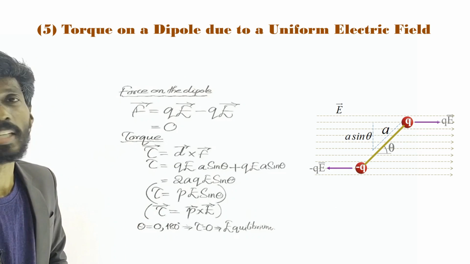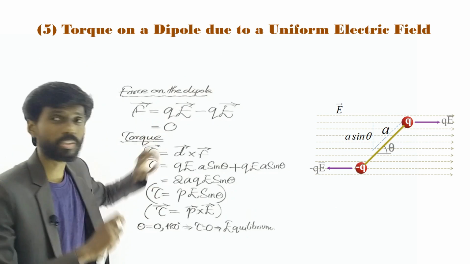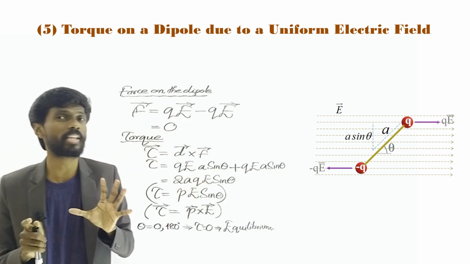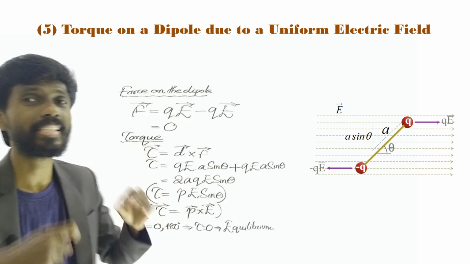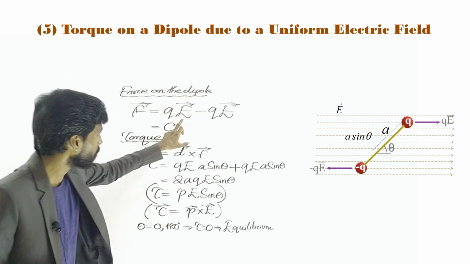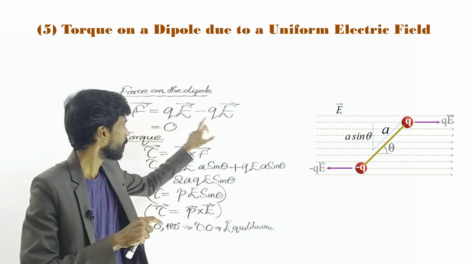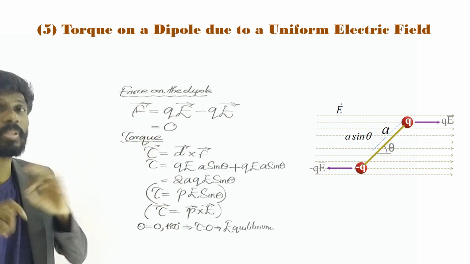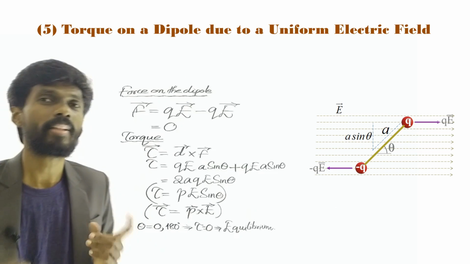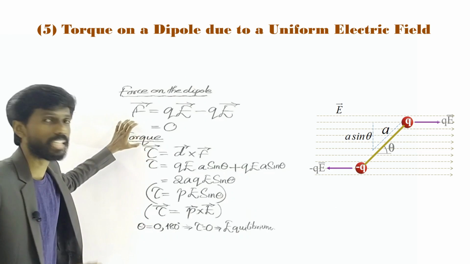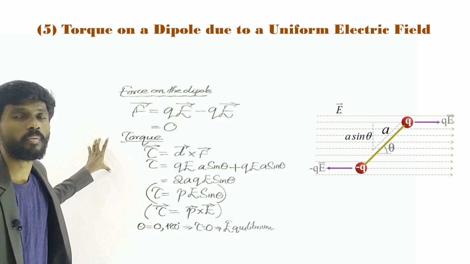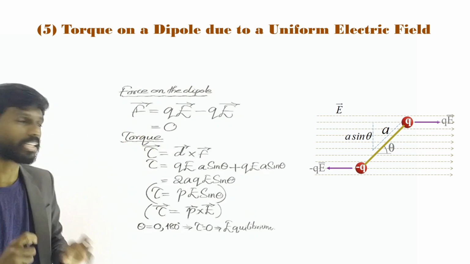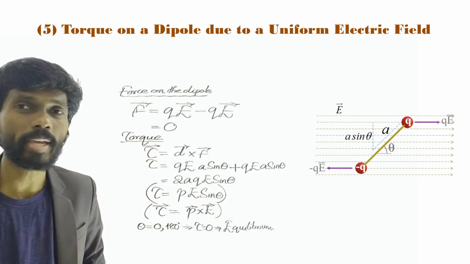If it is not a uniform electric field, what will happen? Then the total force is not 0, because the force acting on the charge q and the force acting on the charge minus q are not the same, since the electric field is different at different points. But here both the electric fields are the same, q multiplied by the same E, right? Here also the same E is multiplied. So that is why the total force is 0. The force itself will not be 0 if the electric field is not uniform. That case we will take up later on. But in this case we only consider a uniform electric field where the total force is 0. Only the torque is non-zero. The force is 0 but the torque is non-zero, which has the value PE sin theta.